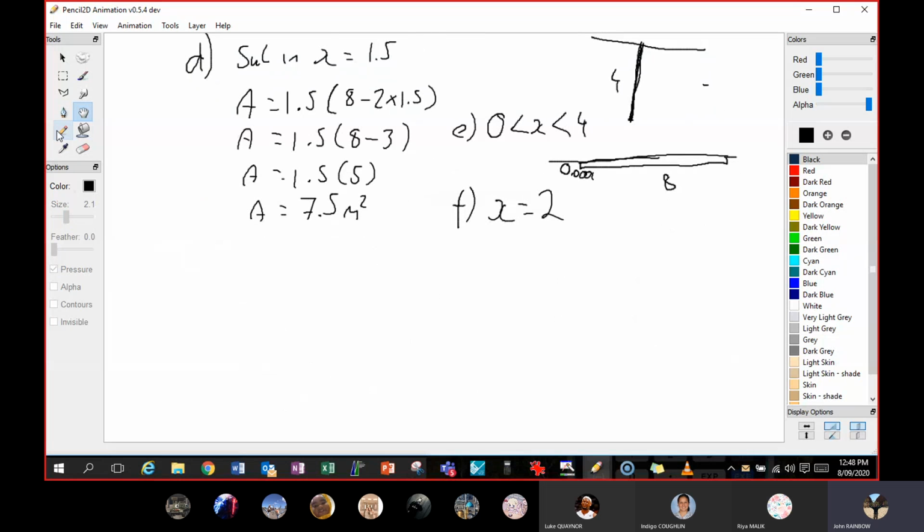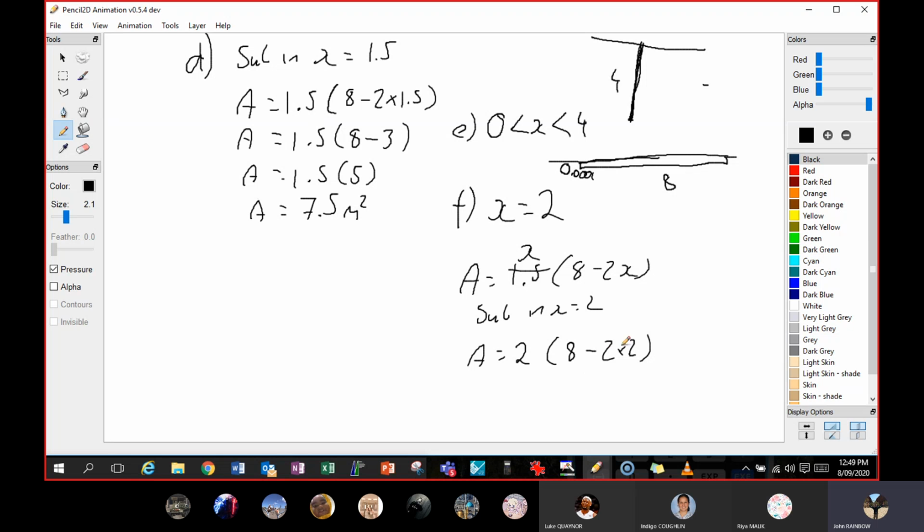We're going to plug it into the formula. Area equals x times (8 minus 2x). We sub in x equals 2. Area equals 2 times (8 minus 2 times 2). That's going to be 4, and 8 minus 4 is 4. So area equals 2 times 4 equals 8 meters squared. Now that looks pretty good.